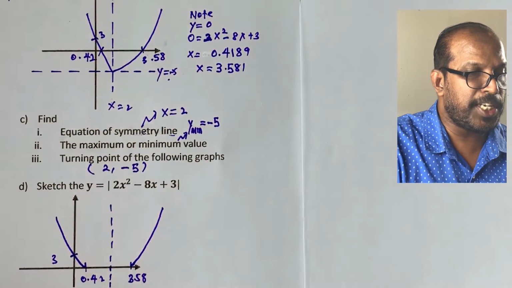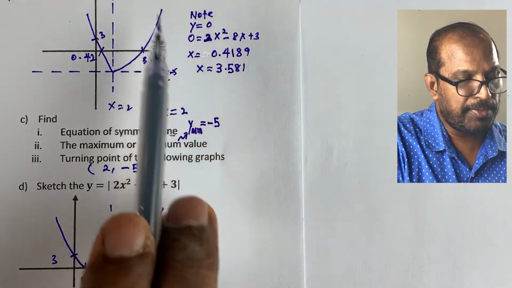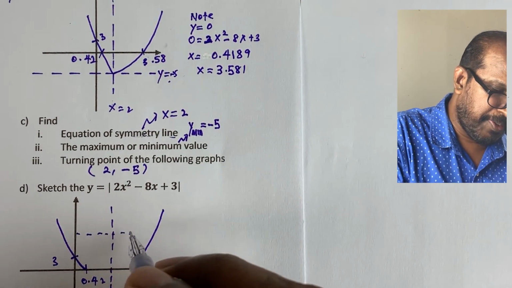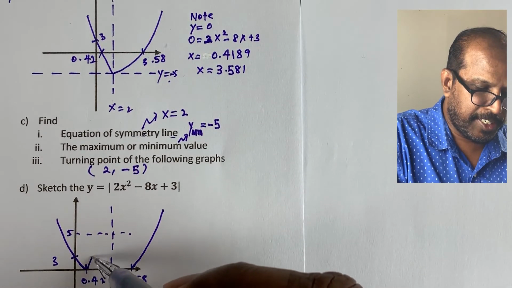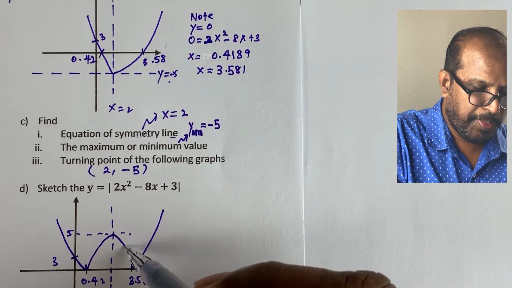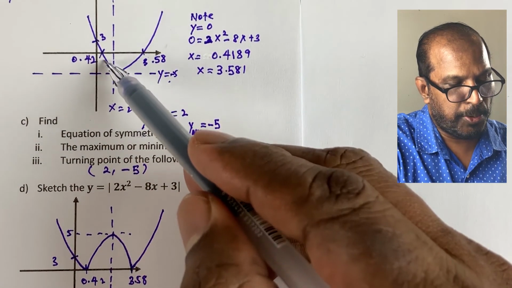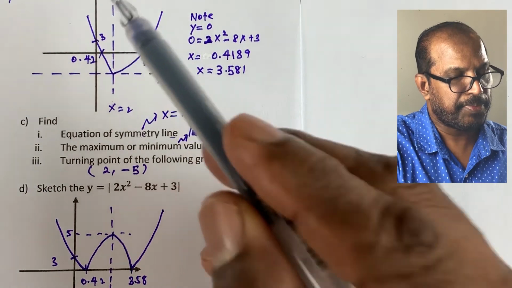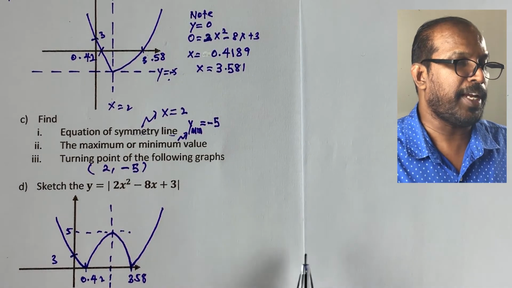So this value is x equals to 2 and this is negative 5. Now reflect to the x-axis. This is reflected on x-axis. This is going to be y equals to negative 5 become y equals to 5. So this value is 5. So the graph will reflect it here. That means this portion is reflected here. So this is how the modulus graph looks like.